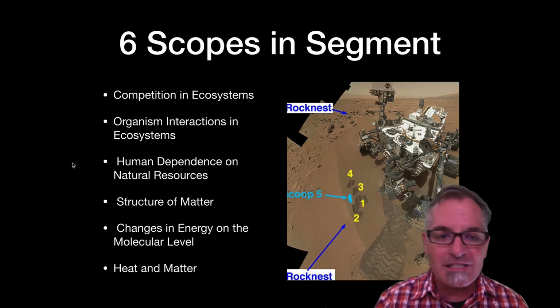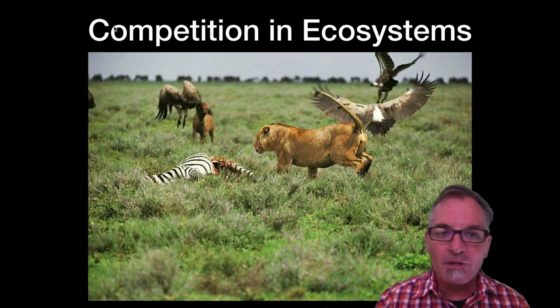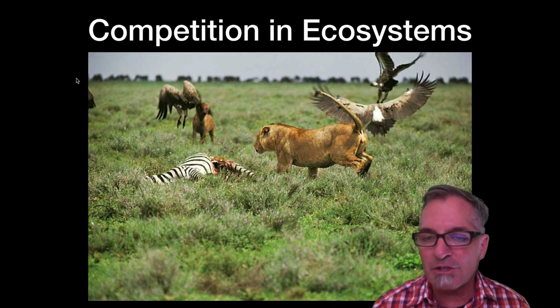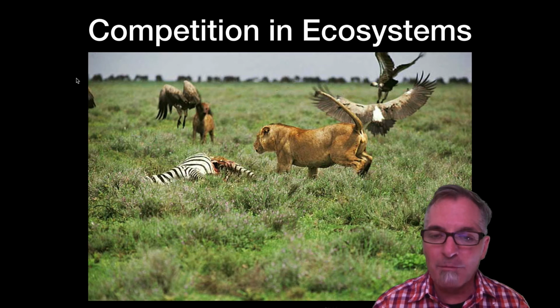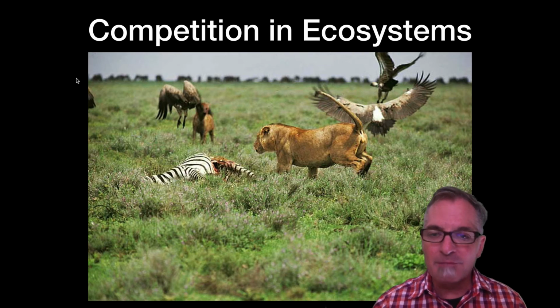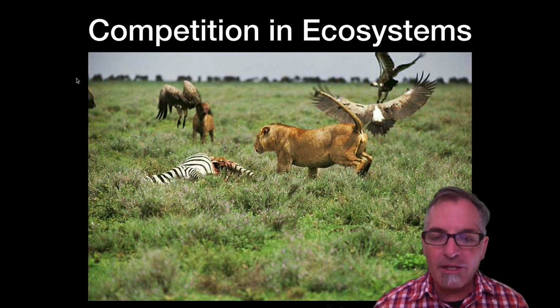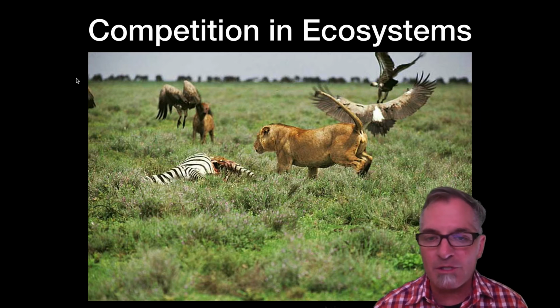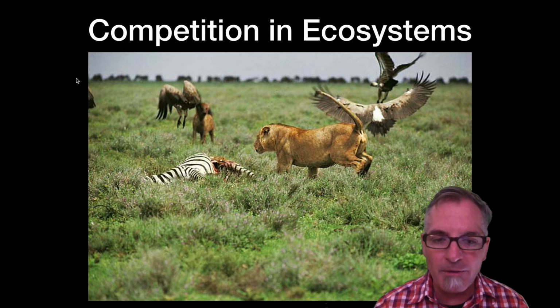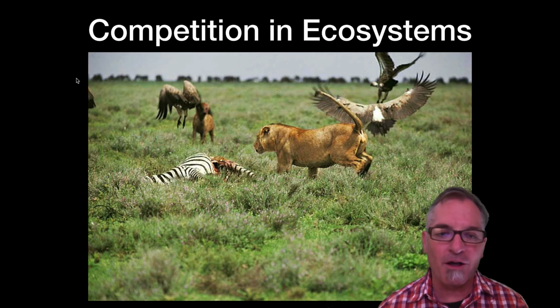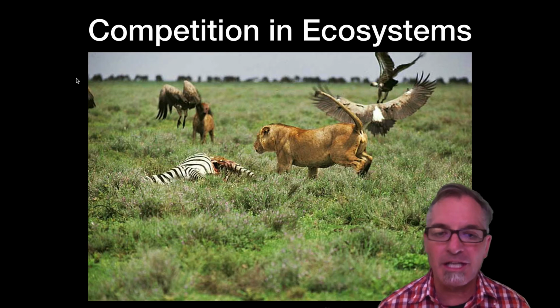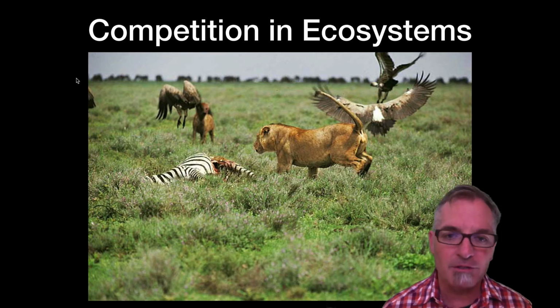So those are the 6, and we are going to be starting with the first one, which is competition in ecosystems. So I've just chose a picture here. I believe this is Serengeti in Africa, and you can see many different animals. But just for a moment, just jot down in your science folder, what are they competing for? Which animals are competing for which resources? So just pause the video for a moment and write down some of your thoughts on what competition is taking place in this picture.